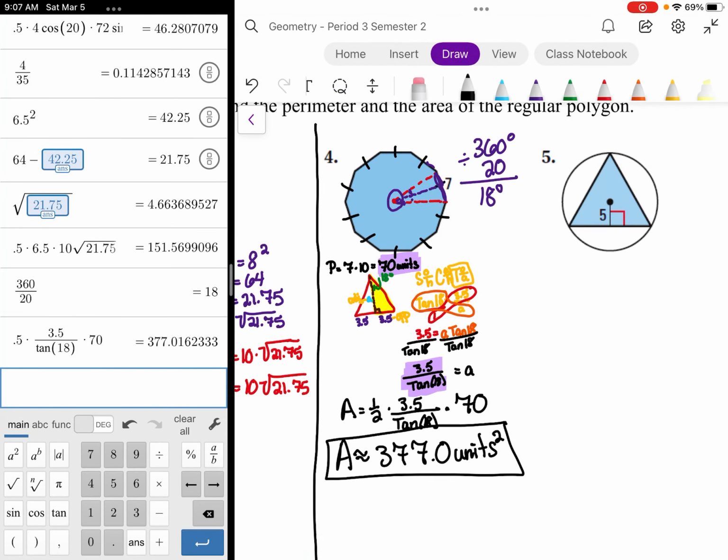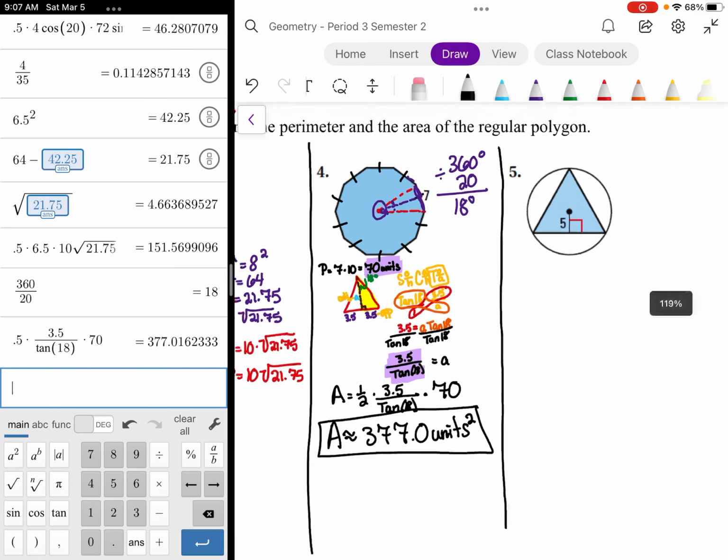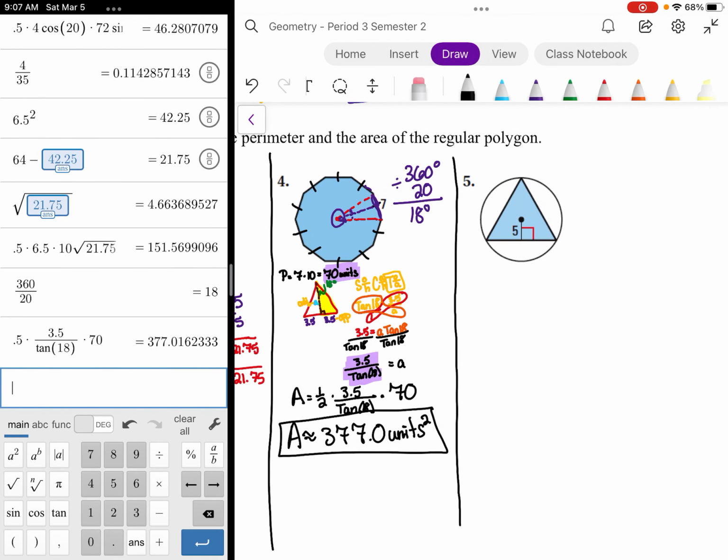And our last one, we are finding the area of this triangle inside of the circle. So we know we have one triangle. And this one, they already give us the length of the apothem. So we know right away that A is equal to 5 in our area formula of 1/2 times A times P. So now we just need to figure out what the perimeter is. So that's what we are looking for here.